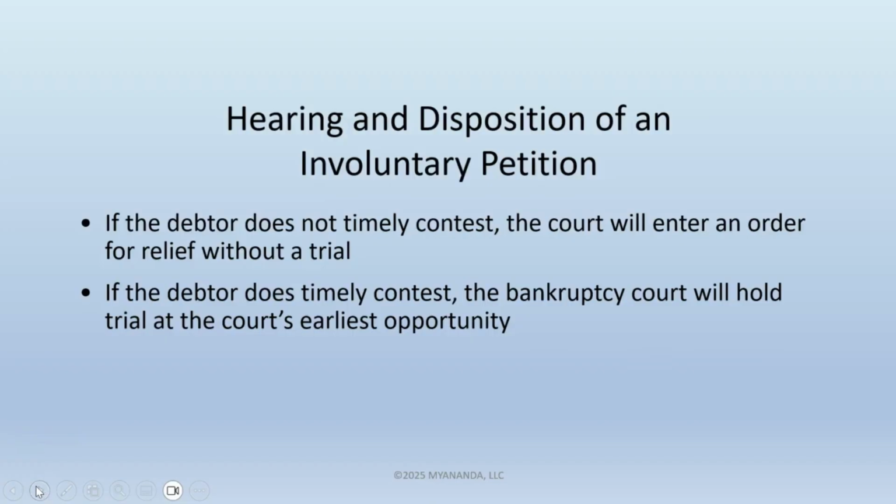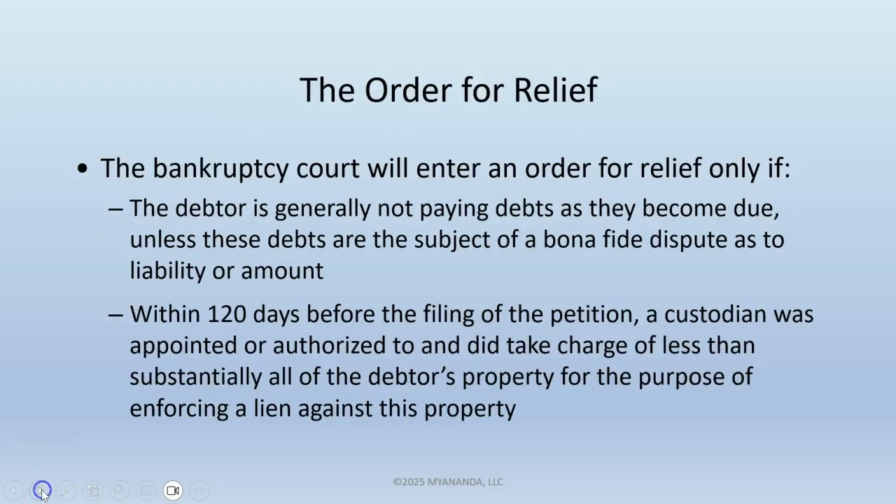The hearing and disposition of the involuntary petition. If the debtor does not timely contest, the court will enter an order for relief without a trial. If the debtor does timely contest, the bankruptcy court will hold a trial at the court's earliest opportunity. The order for relief is entered by the bankruptcy court if the debtor is generally not paying debts as they become due unless these debts are the subject of a bona fide dispute as to liability and amount. Or within 120 days before the filing of the petition, a custodian is appointed or authorized to and did take charge of less than substantially all of the debtor's property for the purpose of enforcing a lien against this property.